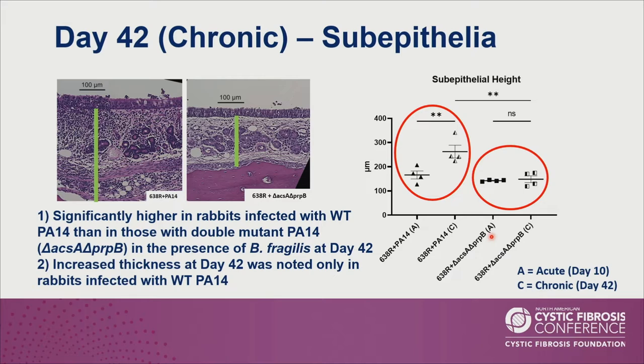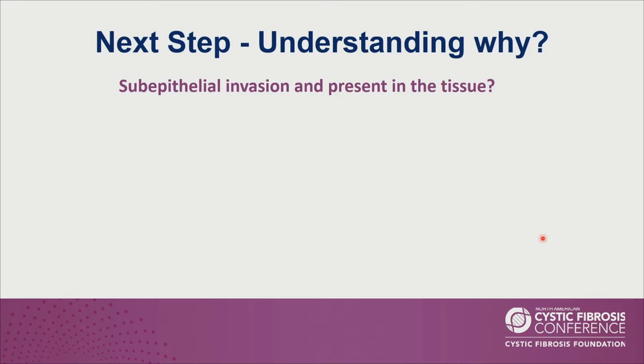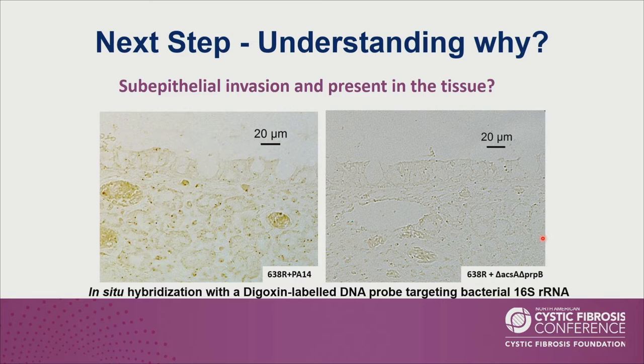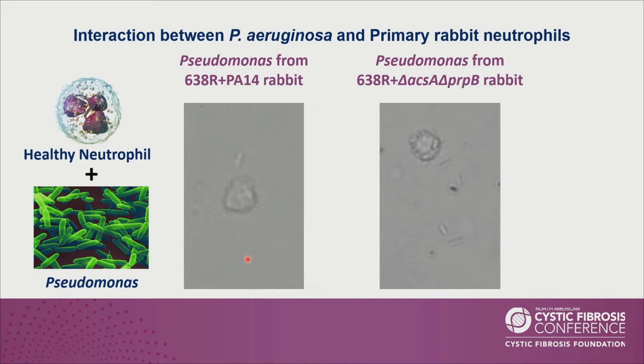So for the next step, in these last two slides, I'm trying to understand why this is happening, and to look at invasion. It looks like there's some evidence of Pseudomonas markers in the subepithelial cells. I'm trying to stain the Pseudomonas using in situ hybridization, because fluorescence is very difficult with a lot of autofluorescence. We're able to see more Pseudomonas signals in the subepithelial layers. To understand this further, I cultured the Pseudomonas from these rabbits and am looking at their interaction with healthy rabbit primary neutrophils.